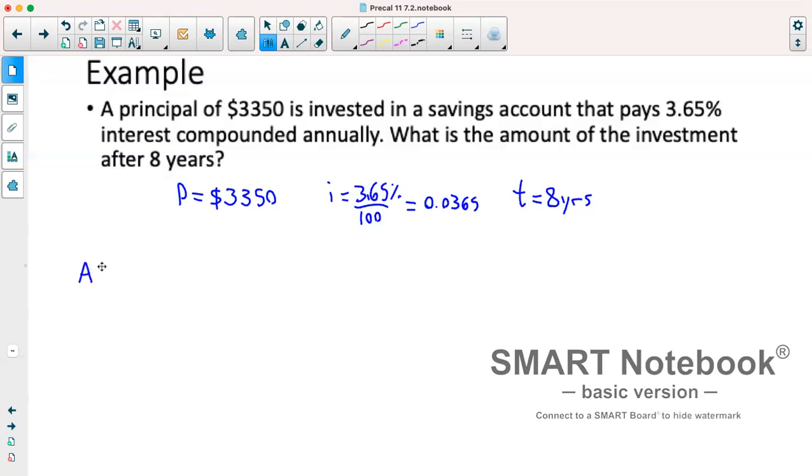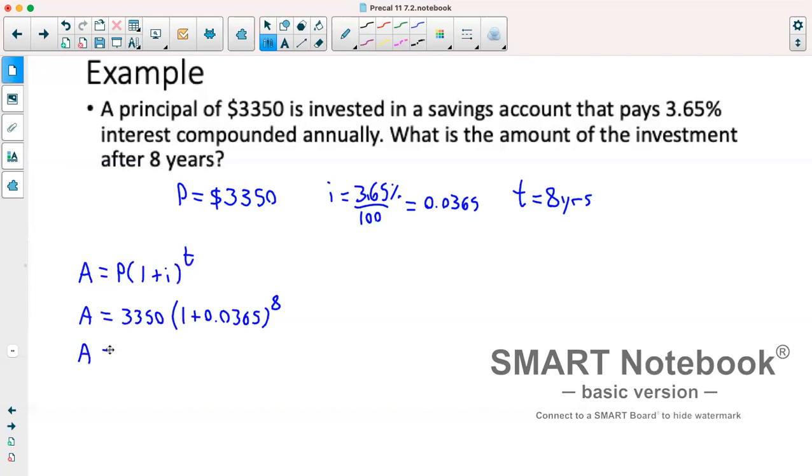Now we have our formula. A is equal to P times 1 plus I to a power of t. So we'll fill in our information. So we have A is equal to 3,350 times 1 plus 0.0365 to a power of 8. Now with this, it's important to follow BEDMAS. So we need to do our brackets first, then our exponent, then we'll multiply.